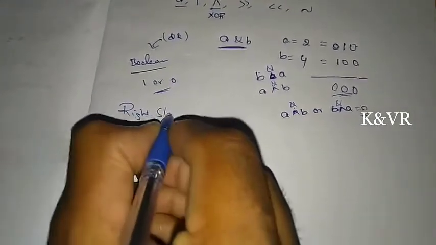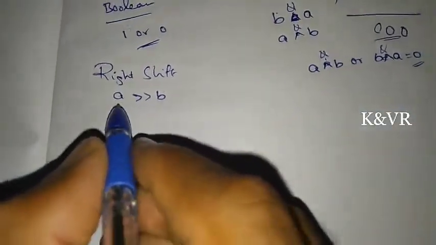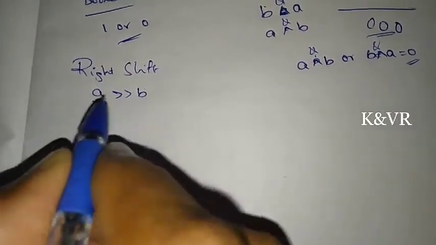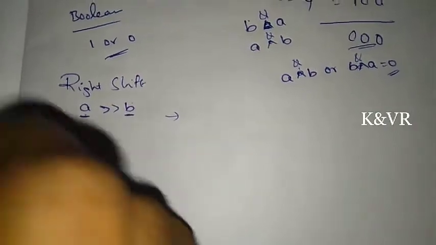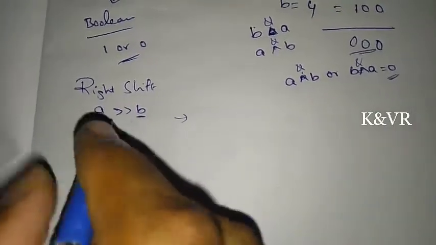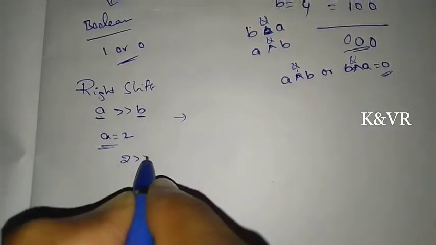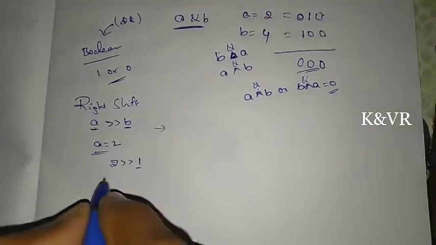Right shift, what is right shift? It is a very useful thing. A right shift B means it will shift the value of A by B bits to the right side. You may get very confused, I'll explain. I'm taking the value of A as 2, to right shift B, I'm taking the value of B as 1.